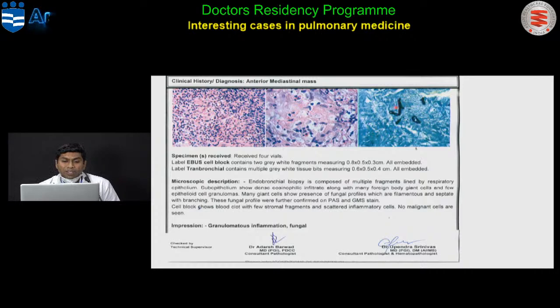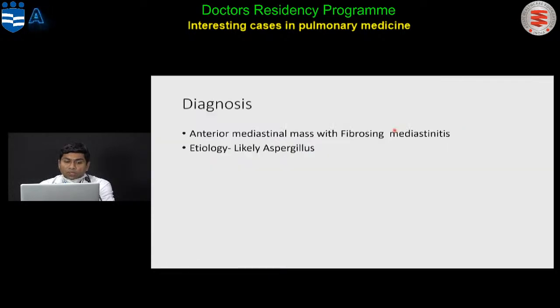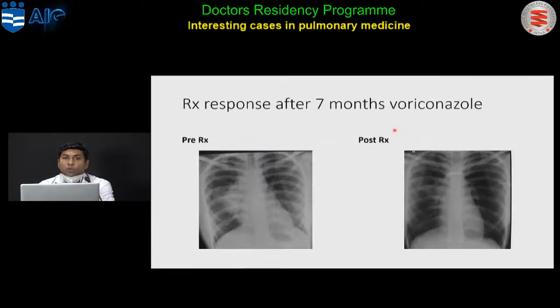So these were all Aspergillus-related fungal profiles. So this was an Aspergillus-related mediastinal fibrosis. Fibrosing mediastinitis occurs because of malignancies, because of tuberculosis. Sometimes radiation can cause fibrosis. However, sometimes, unusually, fungal infections like Aspergillus can lead to mediastinal fibrosis. So this patient was given treatment with voriconazole, and post voriconazole you can see the treatment response here.